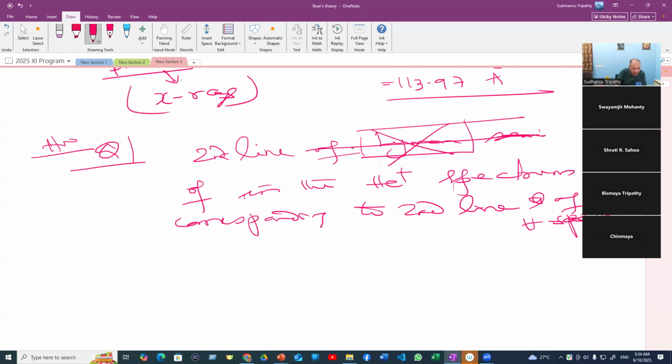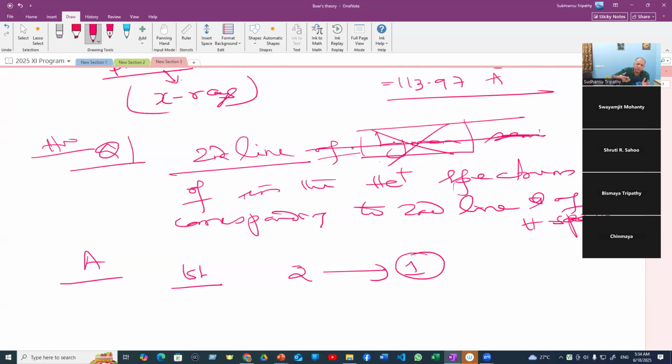So that means the second line, the first line is 2 to 1. And I'm saying, corresponding to the Lyman spectrum, the destination cell is the first, if it is an emission spectrum. Or if it's an absorption spectrum, then the source will be 1. 1 will always be involved in the Lyman series.